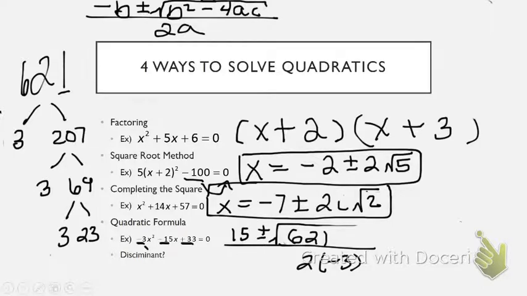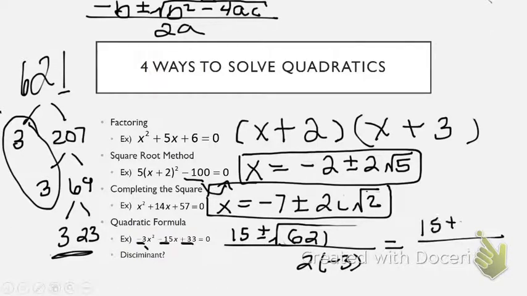So we have a pair of 3's. And then we have this. 23 is a prime number, so I cannot simplify that anymore. Okay? So now I have 15 plus or minus 3 root 23. On the bottom, we have -6. Are we finished? If you answered no, then you're correct.